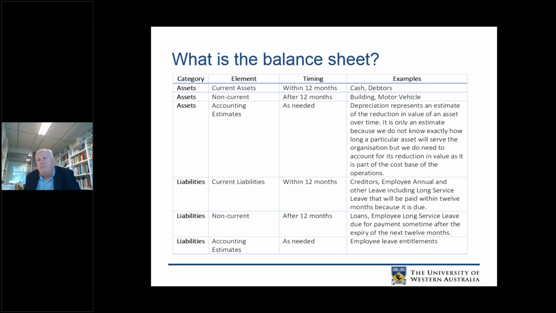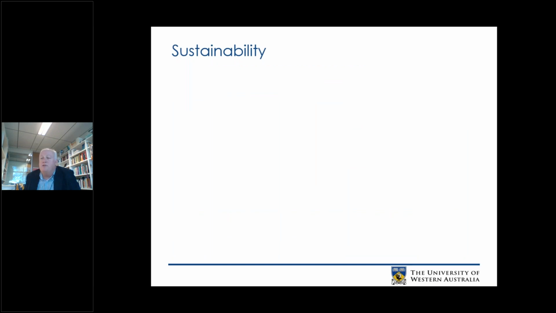Okay, so in terms of sustainability and looking at the balance sheet, there are some basic rules that are really important to consider. The first one is that we have a tendency to say that we would like to see more current assets than current liabilities. And that makes sense. We want to make sure that cash, debtors and other current assets outweigh our current liabilities so that we're able to pay those current liabilities and, for want of a better term, have cash left over for working capital.